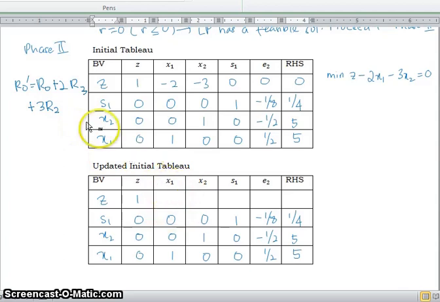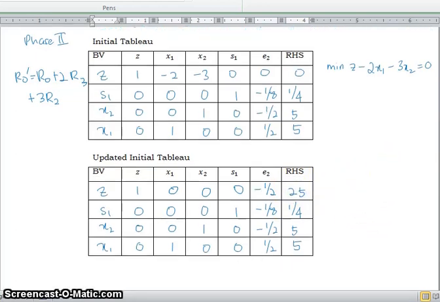From this ERO, we get 0 for x1 and 0 for x2. s1 is 0 plus 2 times 0 plus 3 times 0, which is 0, and e2 is 0 plus 2 times negative 1 over 2 plus 3 times 1 over 2. So we get negative 1 over 2, and the right hand side is 0 plus 2 times 5 is 10 plus 15. So we get 25.